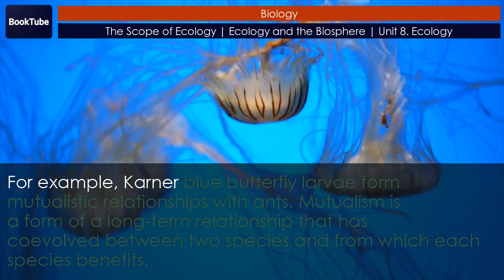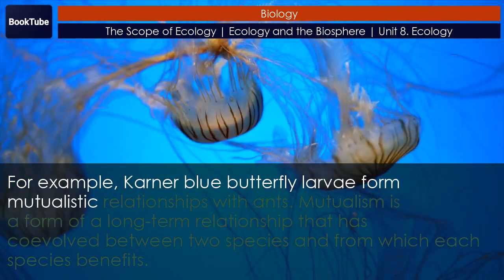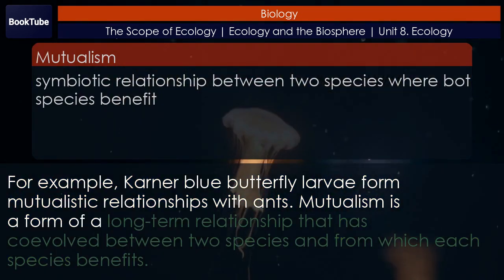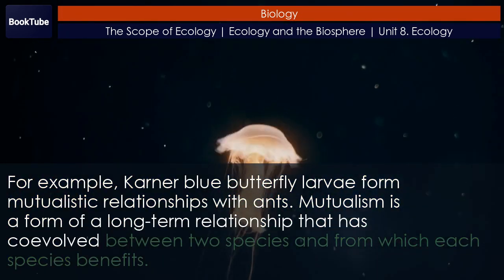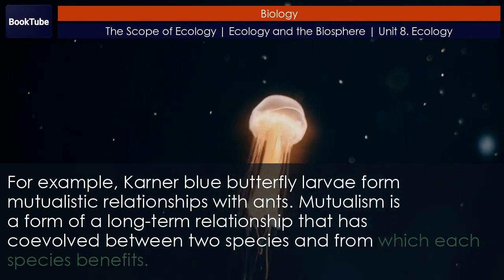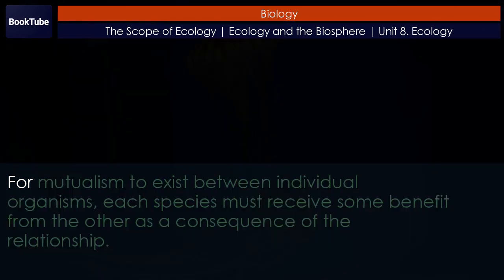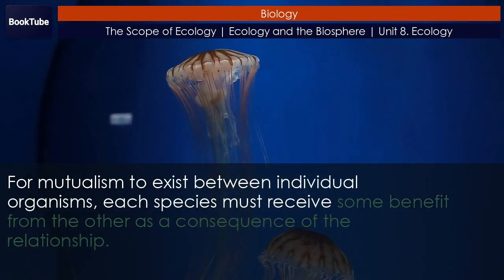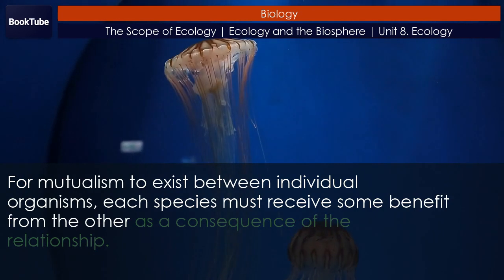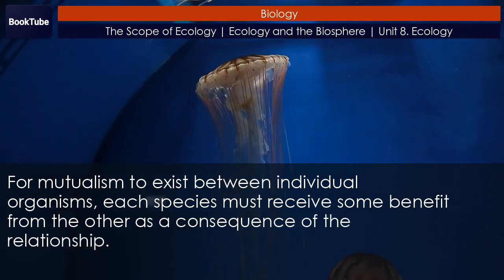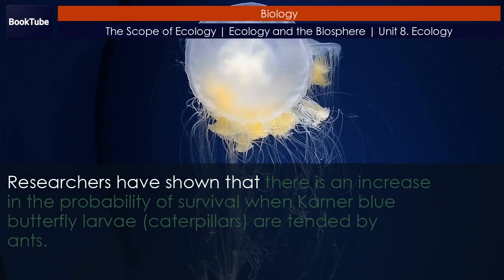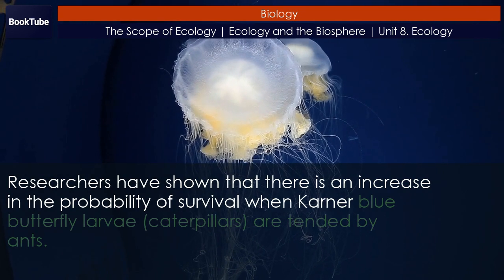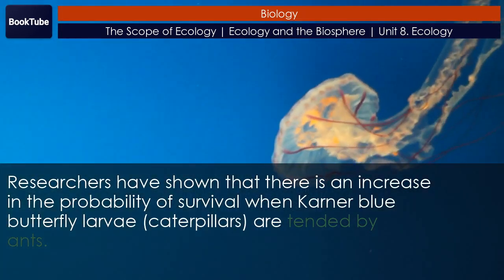For example, Karner blue butterfly larvae form mutualistic relationships with ants. Mutualism is a form of a long-term relationship that has co-evolved between two species and from which each species benefits. For mutualism to exist between individual organisms, each species must receive some benefit from the other as a consequence of the relationship. Researchers have shown that there is an increase in the probability of survival when Karner blue butterfly larvae, caterpillars, are tended by ants.